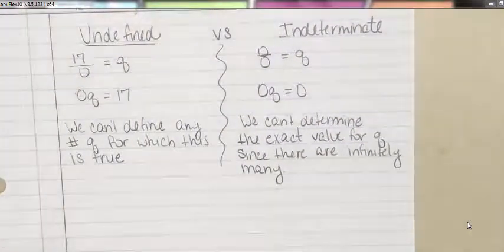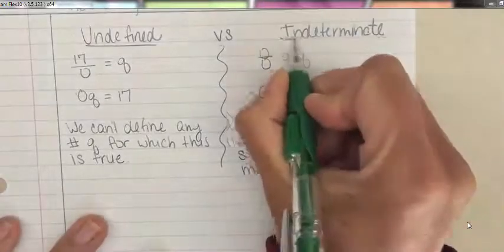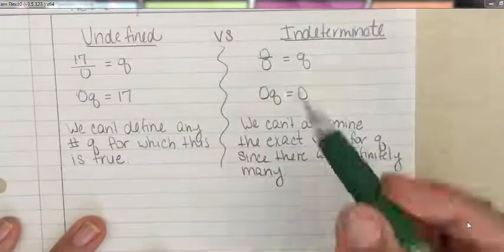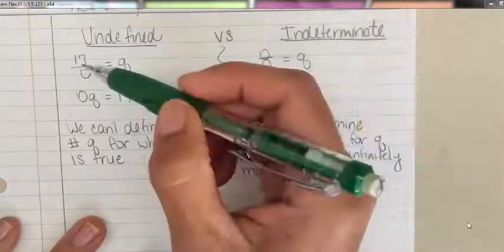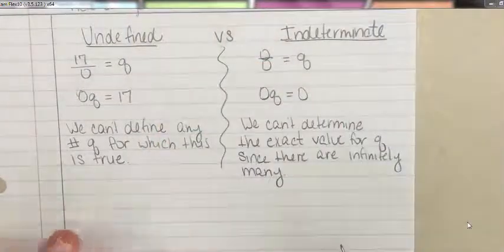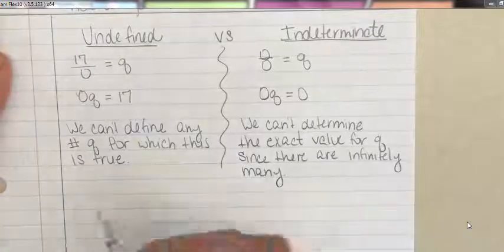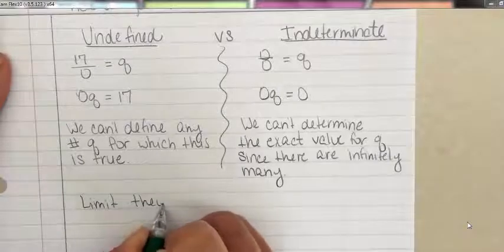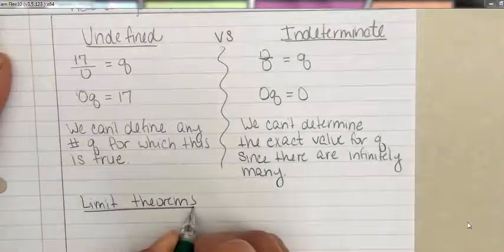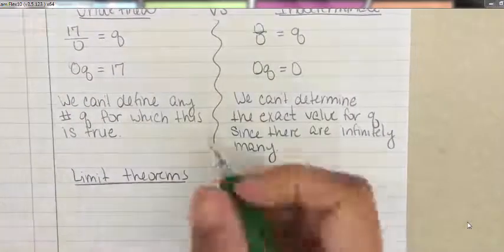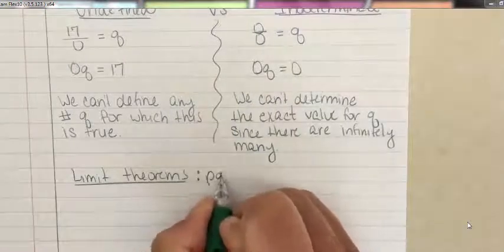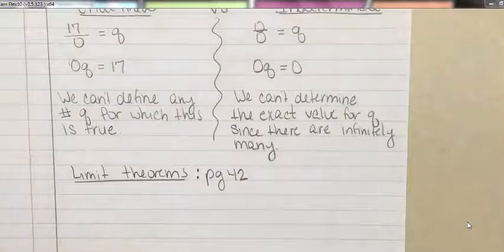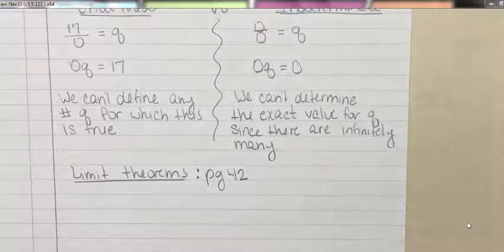Okay, now let's talk about our limit theorems. Hopefully that cleared up for you the difference between indeterminate and undefined, and why this is an indeterminate form, but this is an undefined form. All right, so limit theorems. Now, these come from page 42. Let me turn to page 42. You should as well.